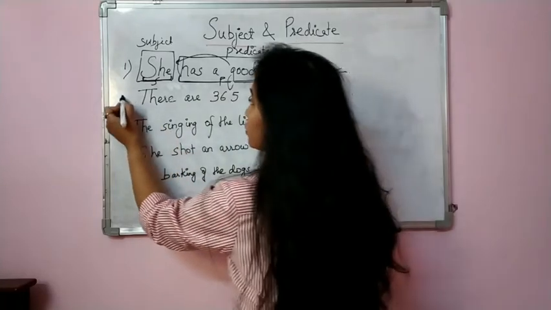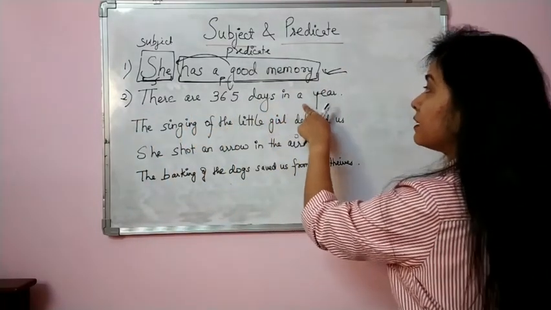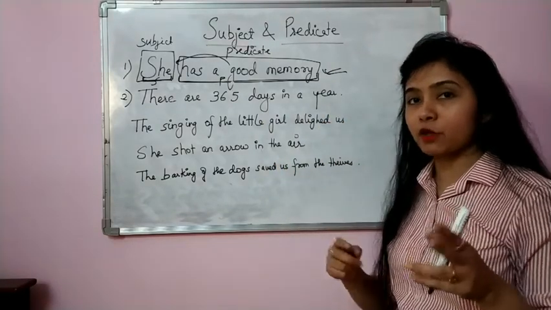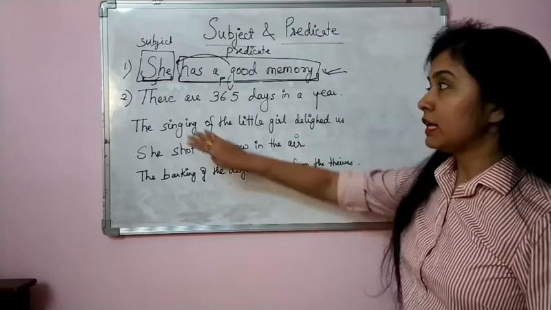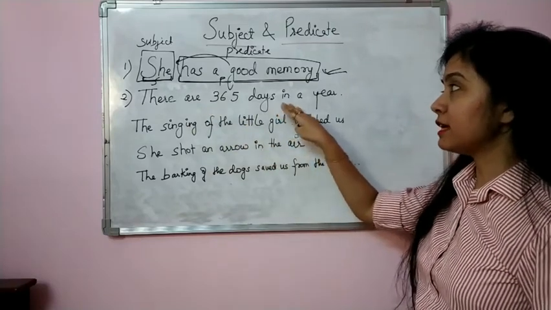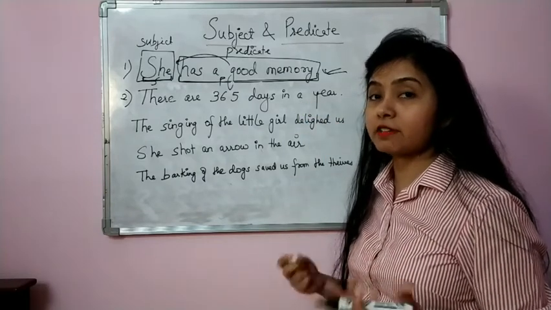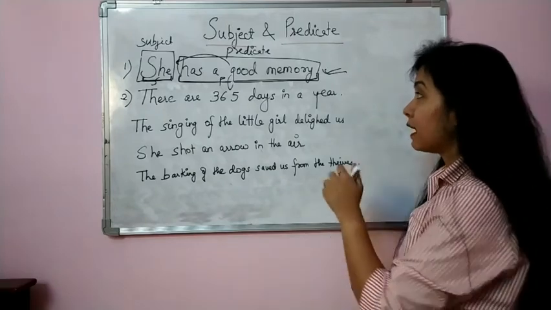Now moving on to the next example. There are 365 days in a year. Now read the sentence again and try to figure out at your place which is the subject and which is the predicate here. There are 365 days in a. Where are 365 days? कहाँ पे 365 days हैं? In a year. एक साल में.